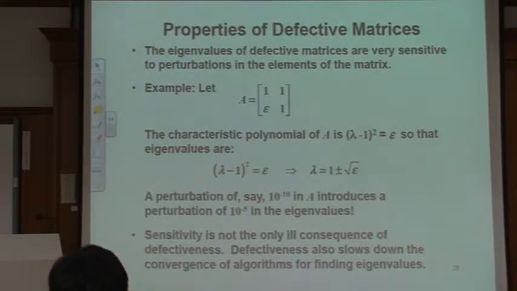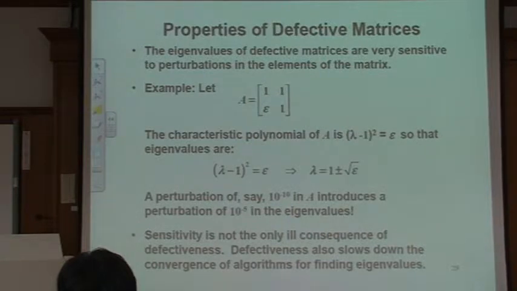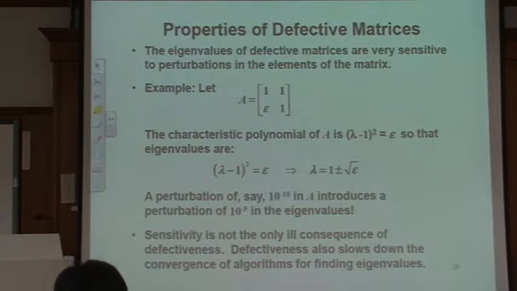The other issue is that defectiveness will also slow down the convergence of algorithms for finding eigenvalues. For example, if your original matrix is defective, then because of this property, it is quite slowed down when you use a computer to calculate the eigenvalues for the defective matrix.